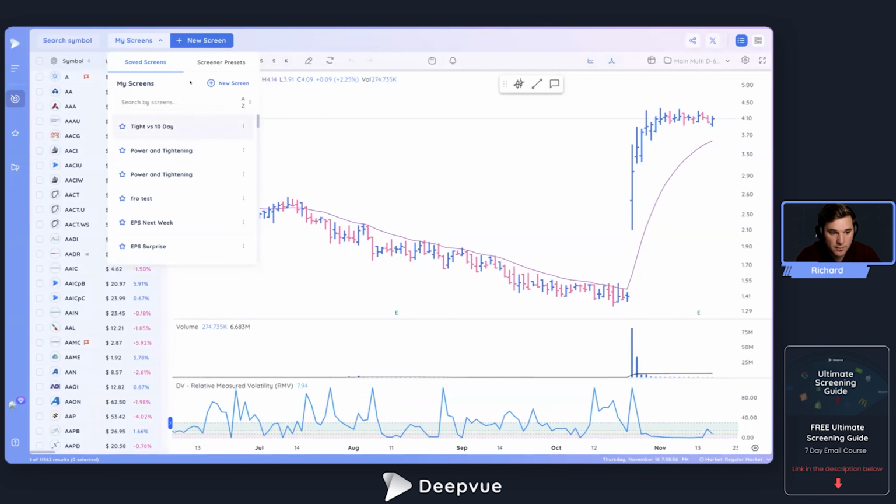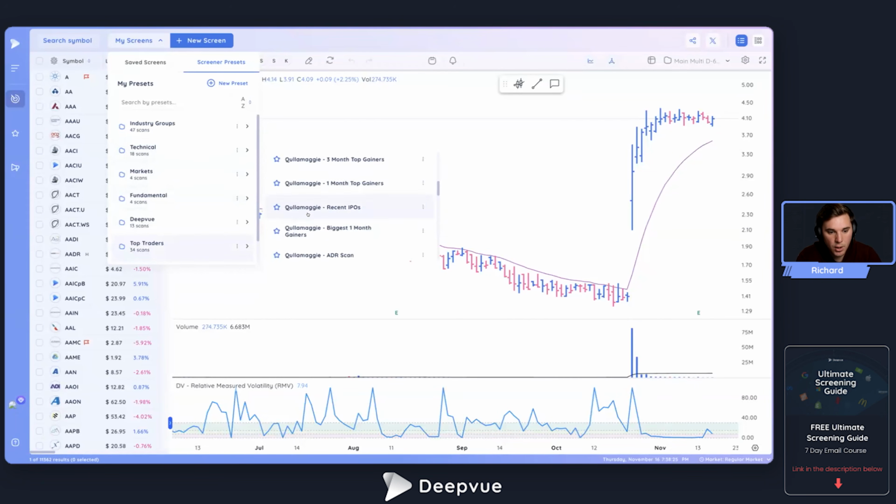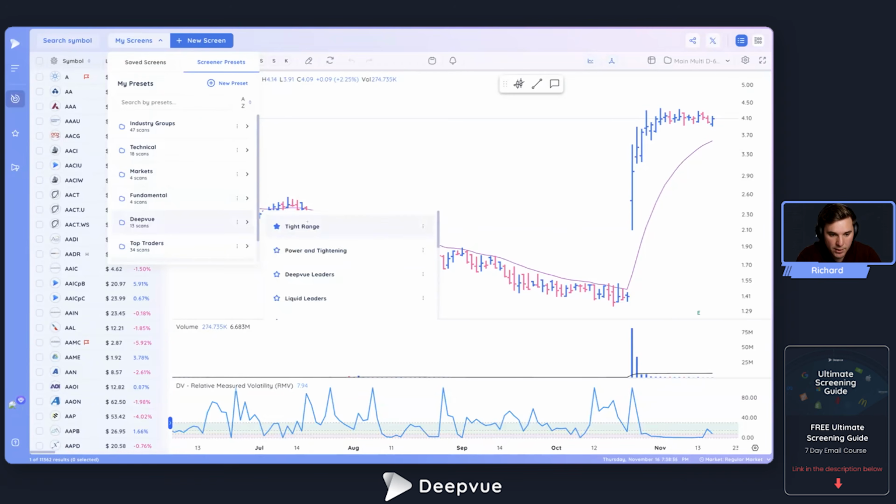This is basically, if you're under saved screens, is where any screens that you've created live. But to access the ones that we've created for you and are developed by top traders and all of that, you want to click screener presets. To find the Deepvue screens, go down to the Deepvue folder. The top traders folder is where we've got screens from Oliver Kell, Stan Weinstein, Qullamaggie, a lot of top traders here. But the RMV type scans are under Deepvue, and we can either load up tight range or power and tightening. We'll do tight range first.